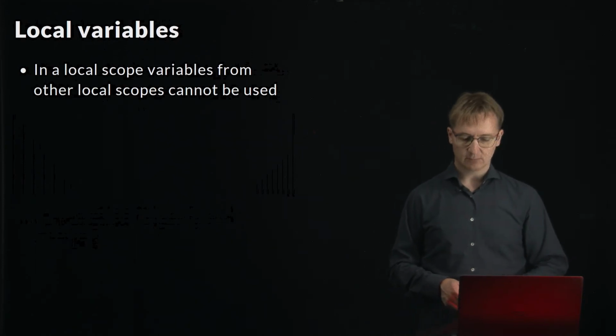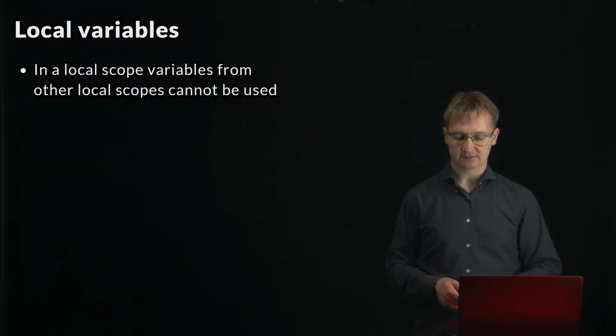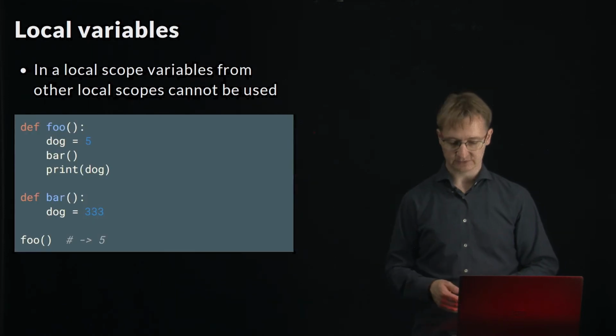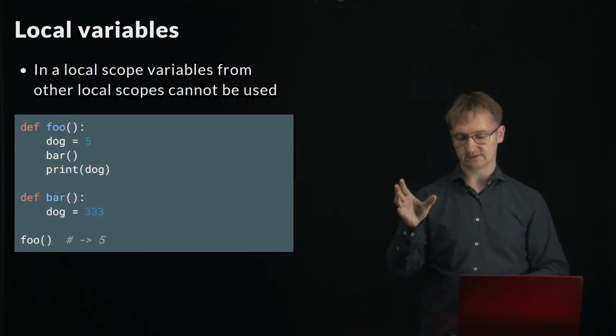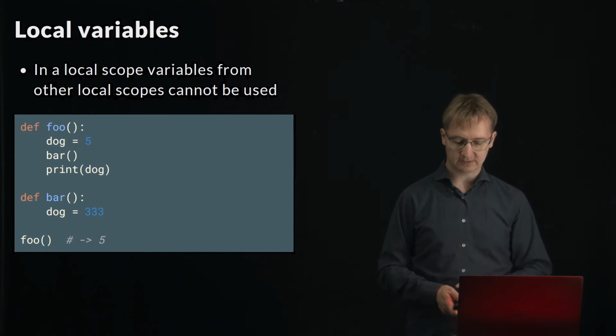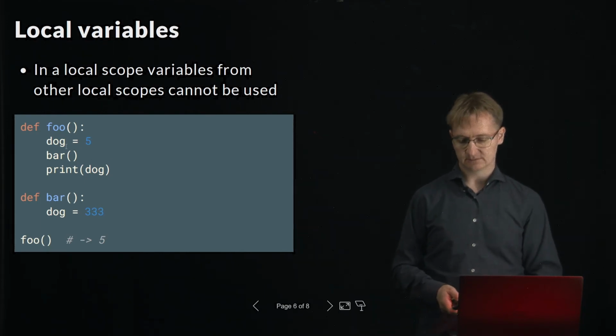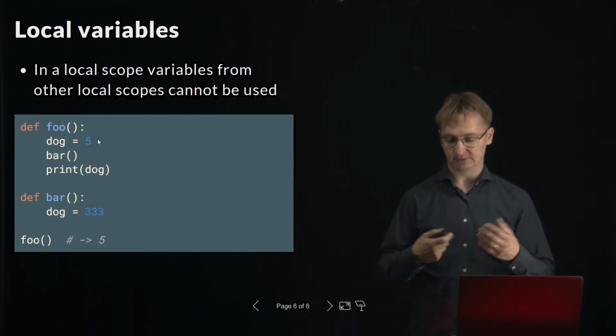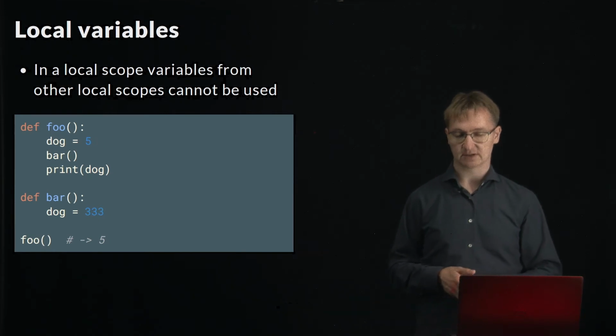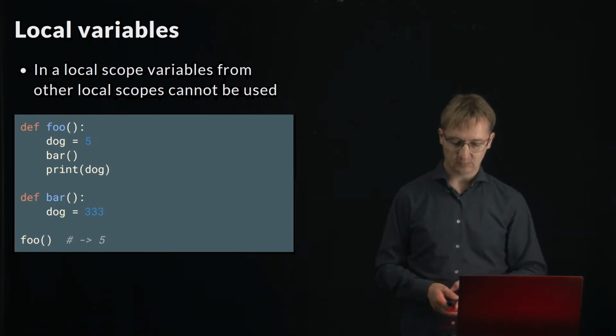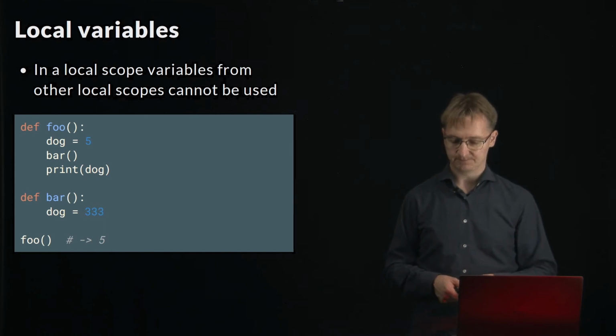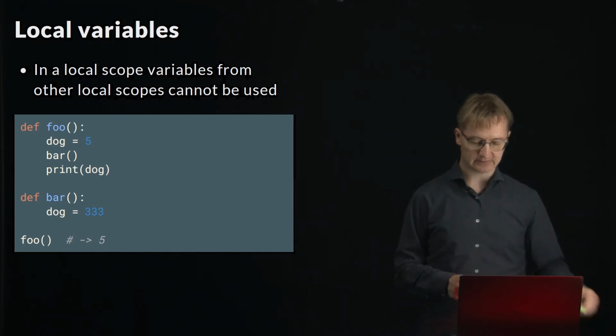In local scope, variables from other local scopes cannot be used. For example, I have 2 different functions, foo and bar. Inside foo, I create a variable dog, which gets a value of 5. Now I call a function bar. And the question is, what happens?